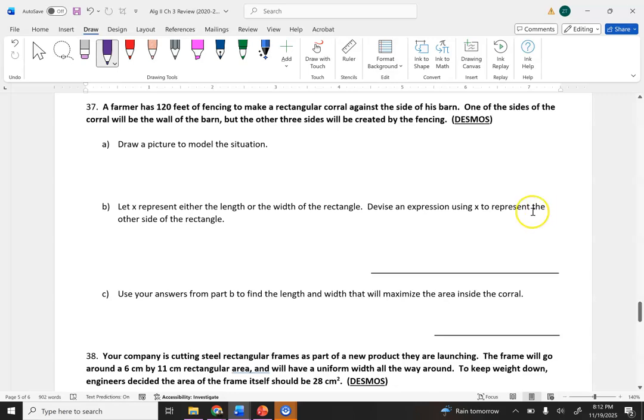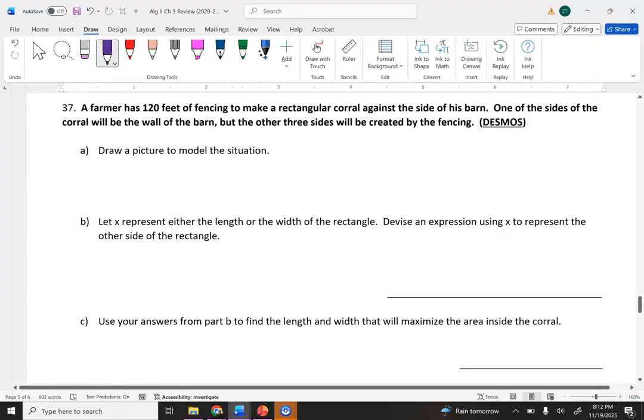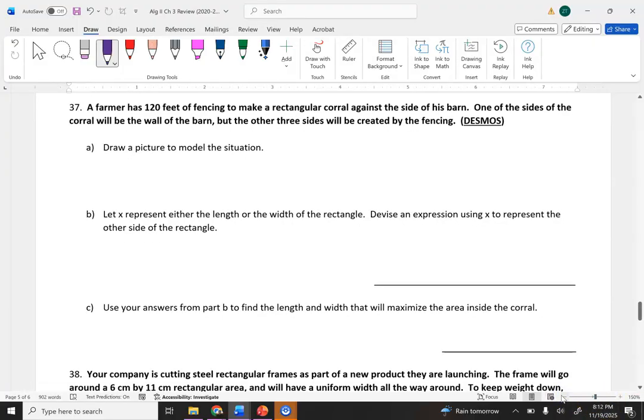All right, so 37 says a farmer has 120 feet of fencing to make a rectangular corral against the side of his barn. One of the sides of the corral will be the wall of the barn, but the other three sides will be created by the fencing.